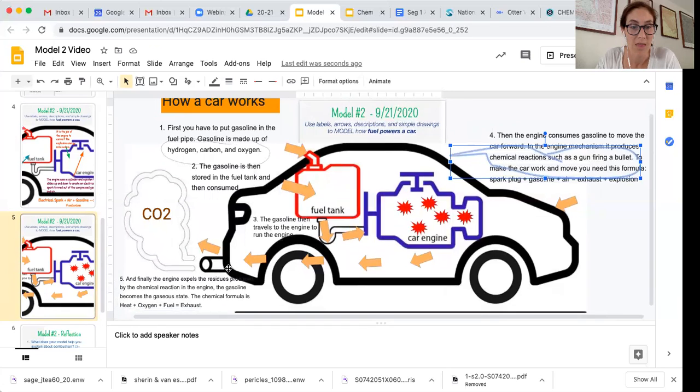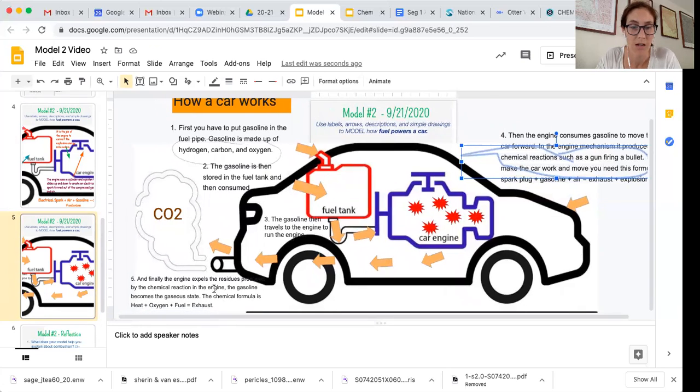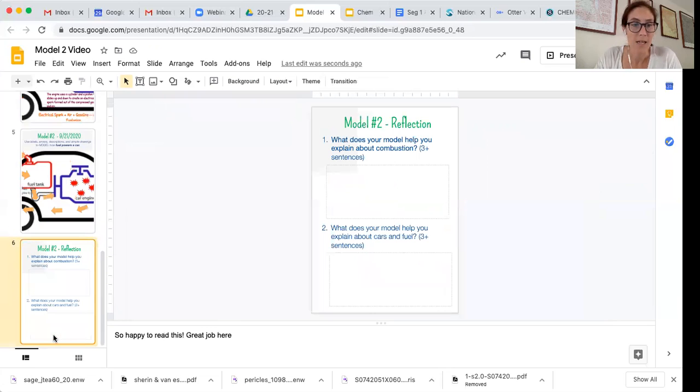And then again, this student included the reaction down here. And so we've got exhaust and we've got CO2 as the product. So that's a great way to use the chemical name. So the last thing I want to include is these reflections and what you can think about writing here.